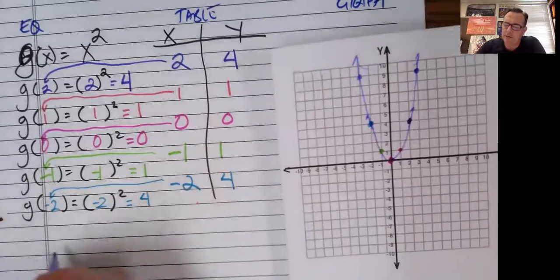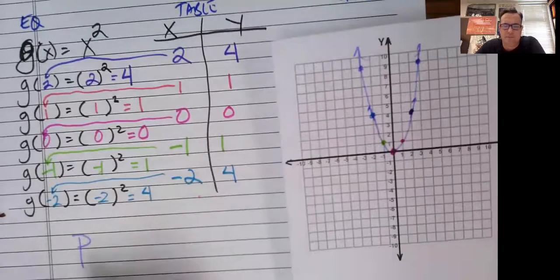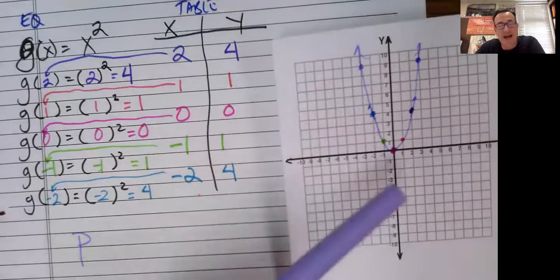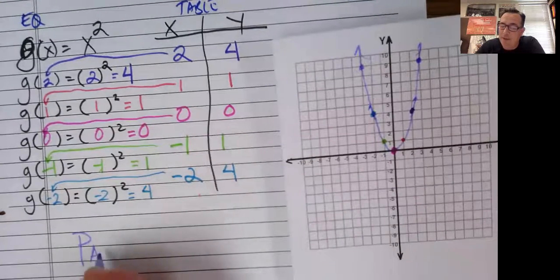Starts with a P. Anybody remember? It is a U shape. You were right. It is. We had these called a U shape. This is called a parabola.